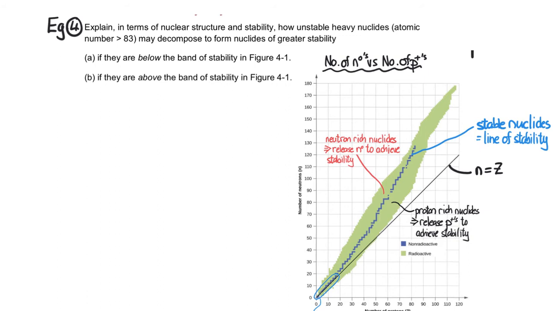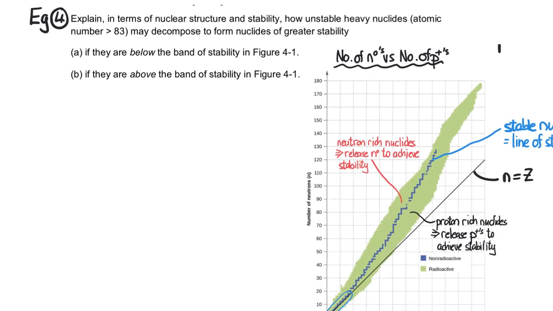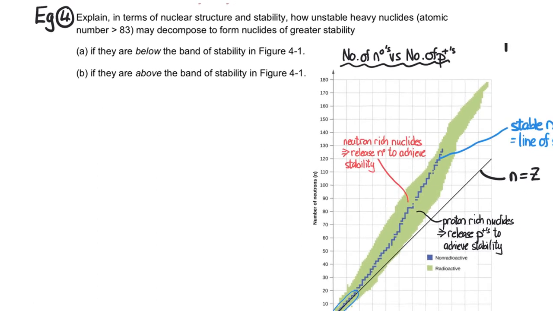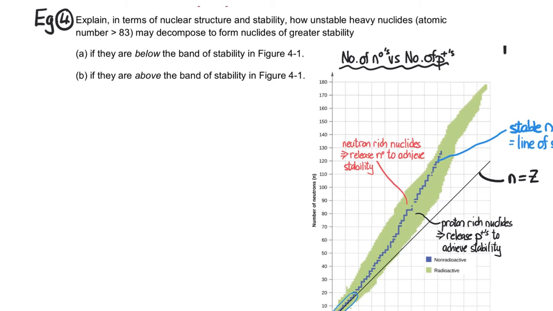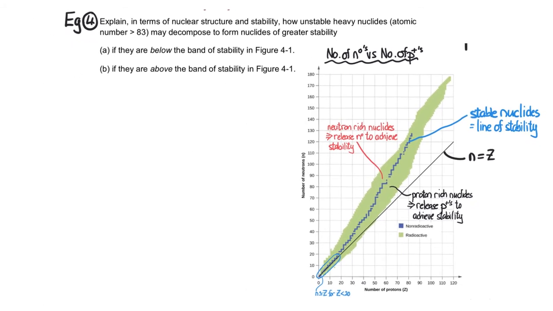This is the second of the 2 homework problems that I assigned to you at the end of the previous video lesson. So this one asks, explain in terms of nucleus structure and stability how unstable heavy nuclides, in other words atomic number greater than 83, may decompose to form nuclides of greater stability if A, they are below the band of stability, so in other words here, and B, if they are above the band of stability. So we are going to look now at solving these 2 problems.